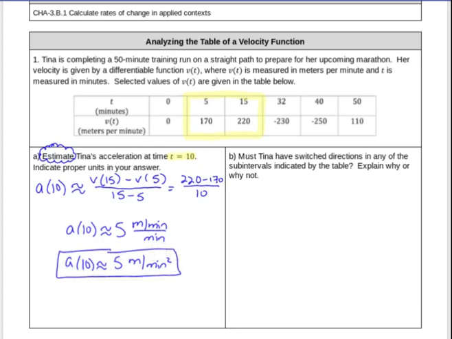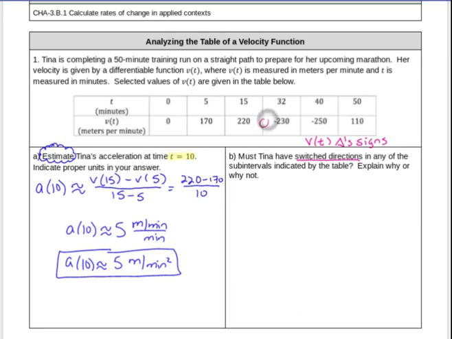Now, part B asks, must Tina have switched directions in any of these subintervals indicated by the table? So the thing we want to think about is if we want to talk about switching directions, it means that the velocity changes signs. Because we know she's moving to the right if she has a positive velocity and to the left if she has a negative velocity, which means she switches directions anytime the velocity changes signs. So we need to look at our table here and decide if that ever happens.